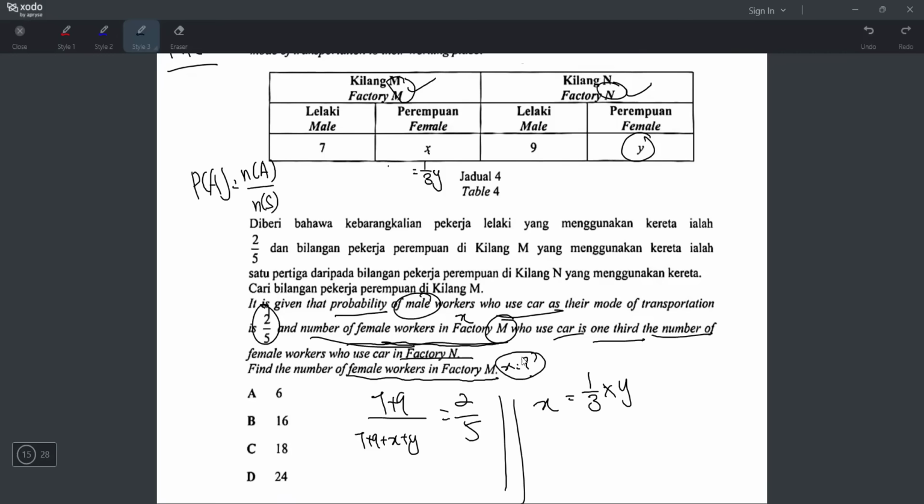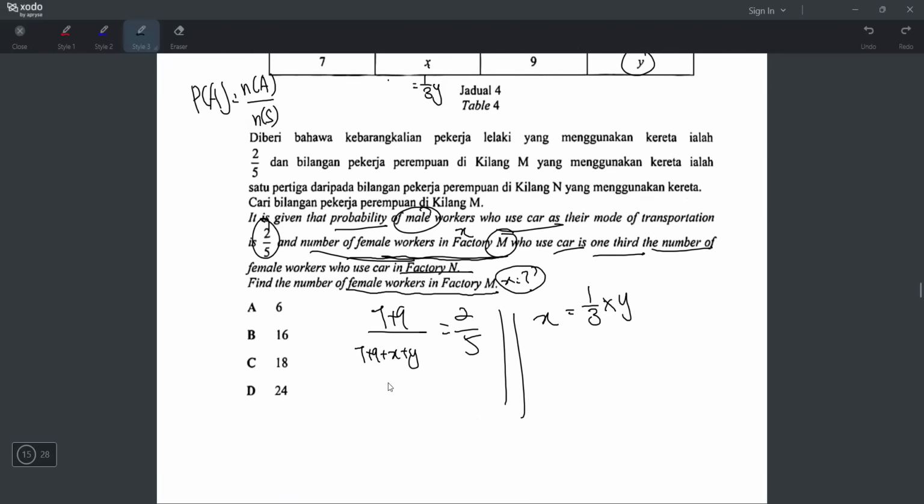There's a few ways to do it. We can simplify first: 7 plus 9 is 16, so 16 over 16 plus X plus Y equals 2/5. One way is to substitute 1/3Y straight away for the X, then cross multiply and find Y. But after you find Y, you have to divide by 3 to get X, because the question wants X. That's the slow way to do it.